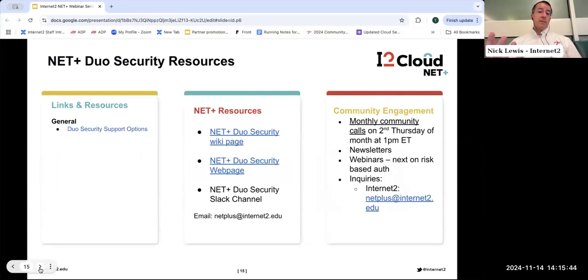One of the things, since the program is so mature and we've got such a large community, is that we've got very robust community engagement. We just got done with our monthly community call, where we had 85 campuses, I think, on the call, where we meet monthly to talk about whatever is on their mind in terms of their deployments. And then we do periodic newsletters, and we've got a webinar in development for January on risk-based authentication and how campuses are deploying Duo on their campus and evolving their deployments. If you've got any questions about that, please feel free to reach out to us.